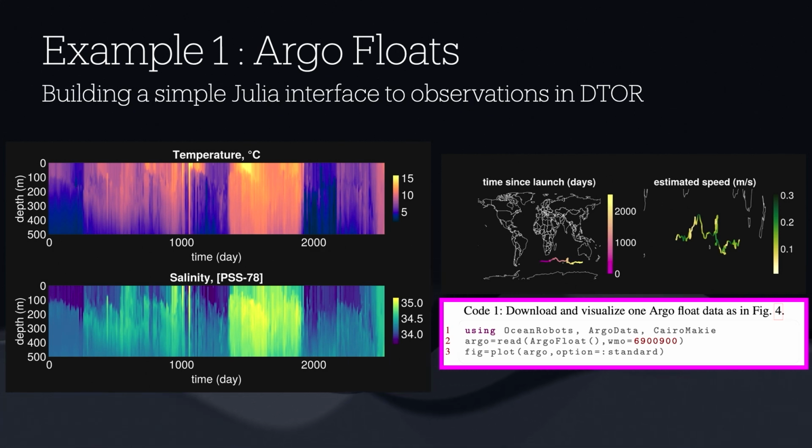The little code snippet is what it takes today for you to generate those plots, with nothing else. There are only 3 lines: the one that activates the packages that I've been talking about, specifically OceanRobots and ArgoData, and then CairoMakie for plotting. Then there is a line that says this variable equals read of an Argo float number, 6900900. That's the identifier of that particular instrument. And then the third line is the plotting.